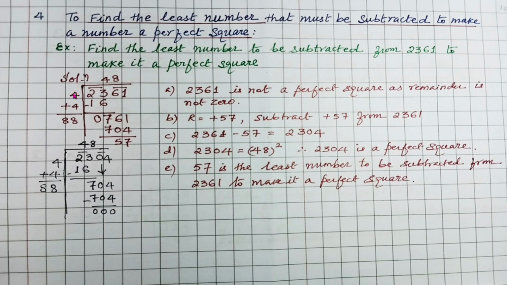Choose the first pair, choose a number 4. 4 into 4 is 16. I have chosen 4 because 4 into 4 is 16. I cannot take 5 because 5 into 5 becomes 25. So 23 minus 16 becomes 07.